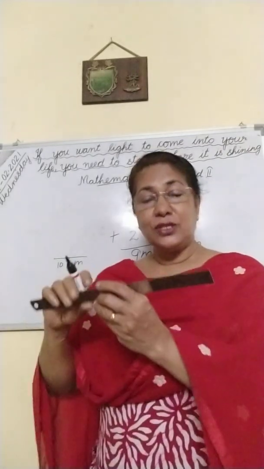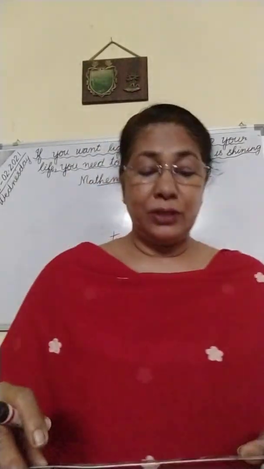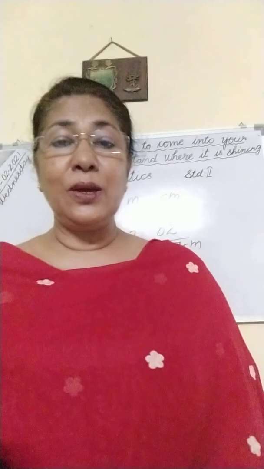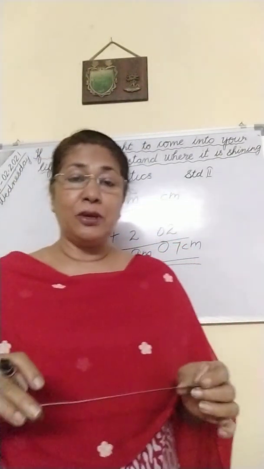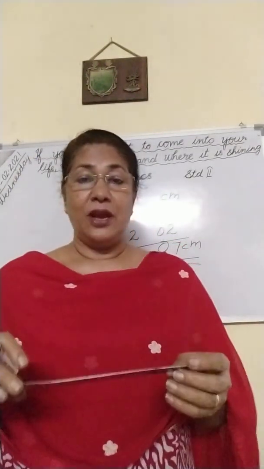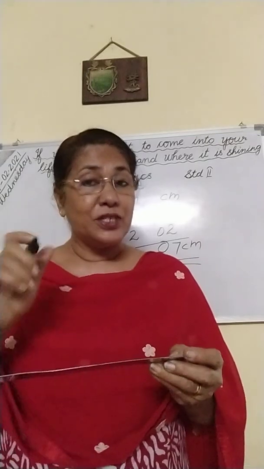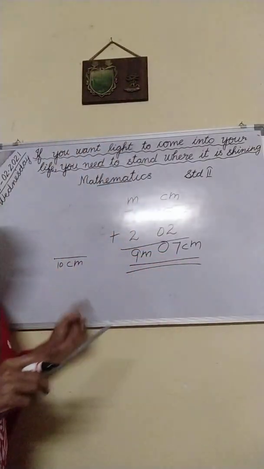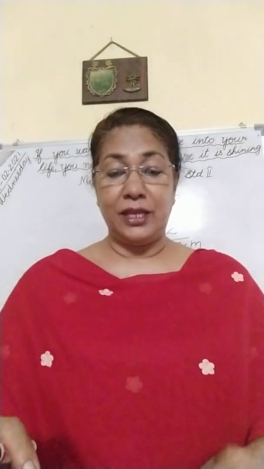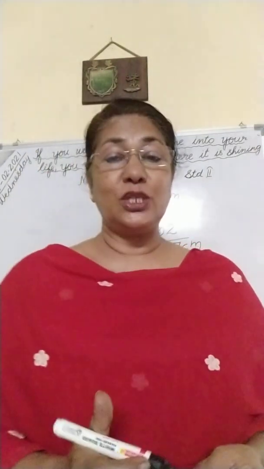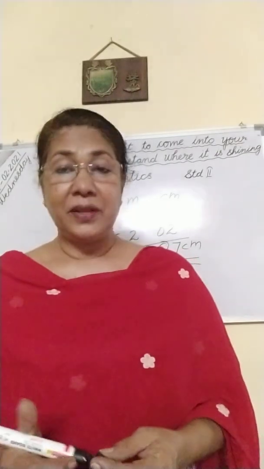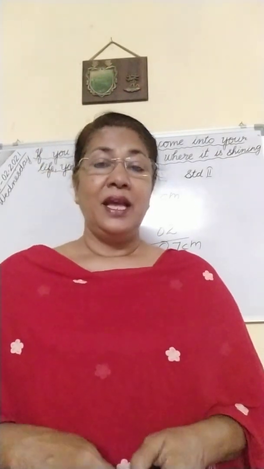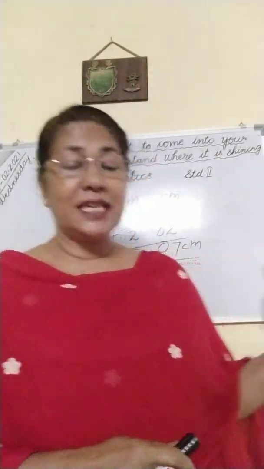Okay, so first you have to place your scale on the paper or book or whatever you are doing. You have to first mark that, then draw the line. Underneath you have to write how many centimeters you are drawing. That many centimeters should be marked under the line. Okay. Now that is meters and centimeters.